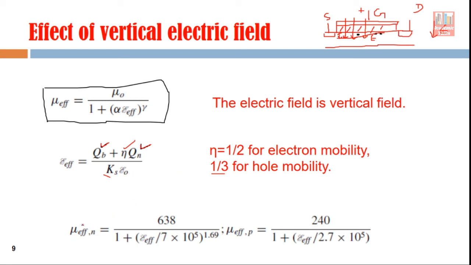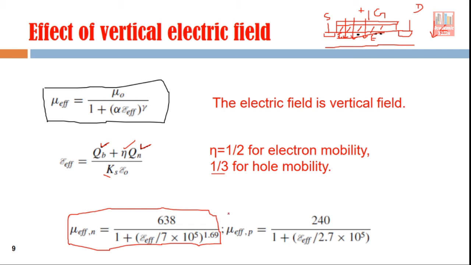Now here if you see in this equation, this effective mobility, this equation is for n-type semiconductor, right? So the constants are inserted here: 638 divided by 1 plus this vertical electric field divided by 7 into 10 to the power 5, and this power, gamma, is 1.69, right? So all these constant values are inserted here. So this equation is easier and quicker to use, you can say, right?